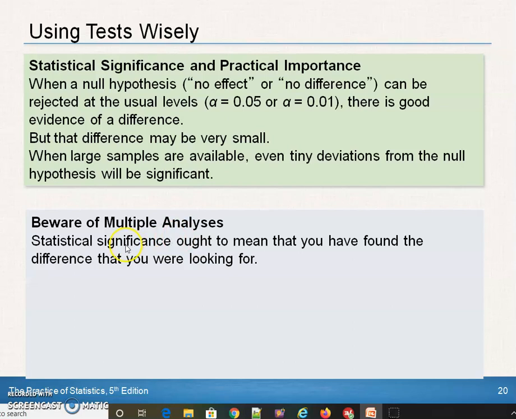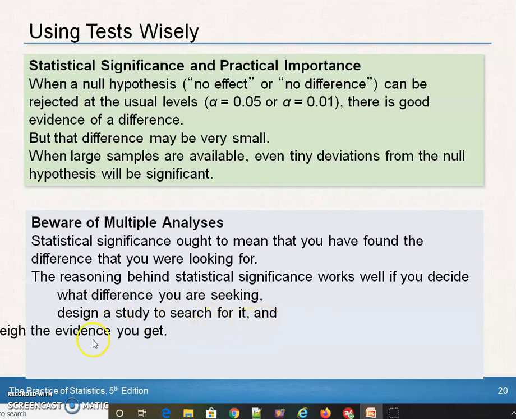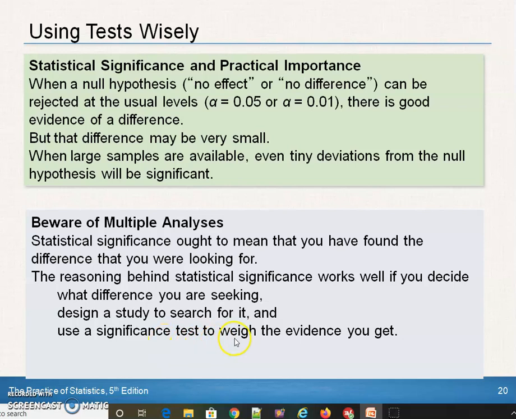Multiple analysis. Statistical significance ought to mean that you have found the difference you were looking for. The reasoning behind statistical significance works well if you decide what the difference you are seeking, design a study to search for it, and use a significance test to weigh the evidence you get. So this is doing the whole process with that decision made beforehand. Significance may have little meaning if you're not careful.